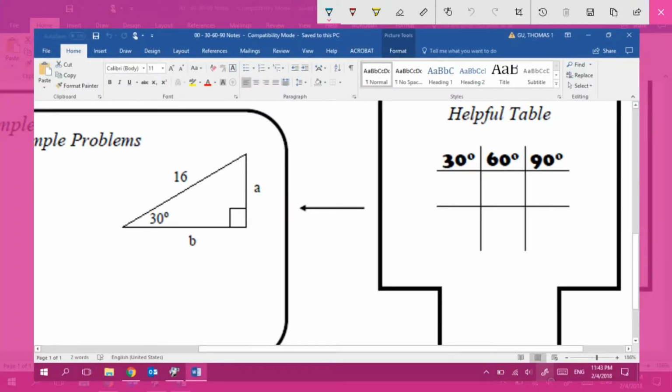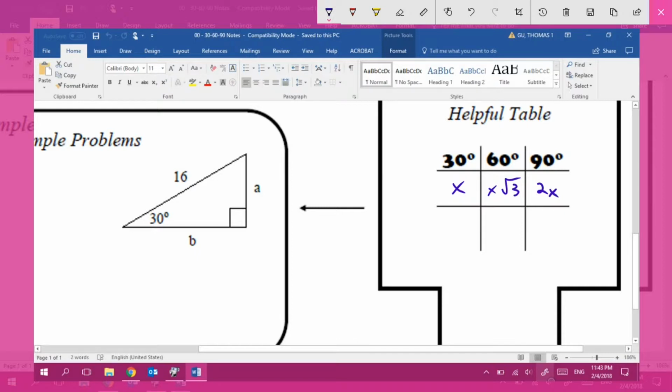Next, let's do a helpful little table right here. Remember, you gotta memorize this. What do we have in 30 degrees? X. Then what would we have in 60 degrees? X square roots of 3. And then what would we have in 90 degrees? It's going to be 2x. These are the side lengths across from the angles listed.